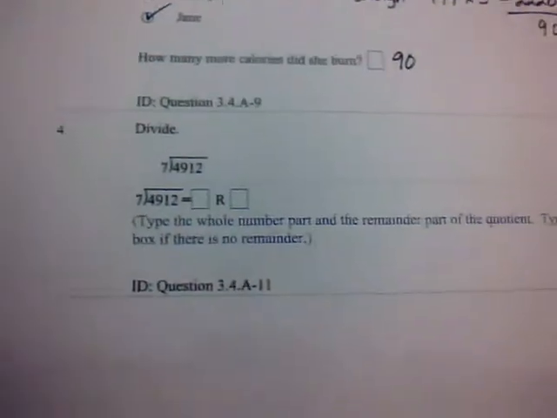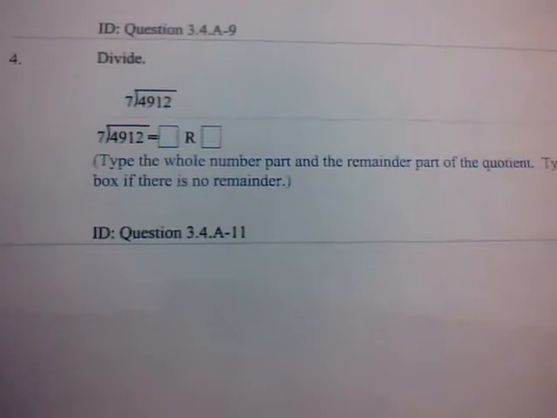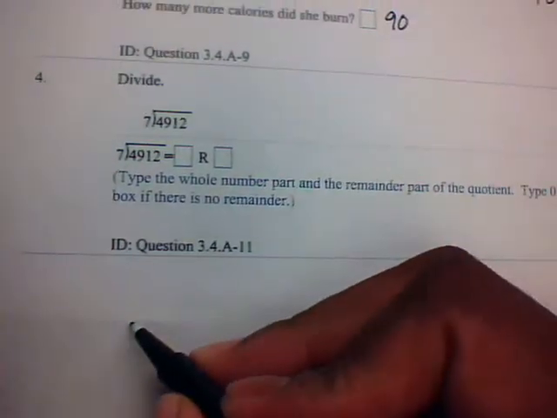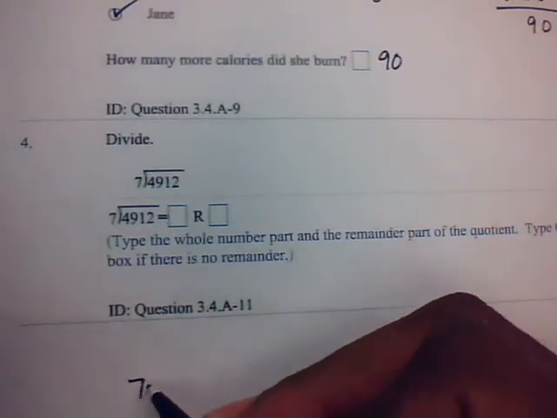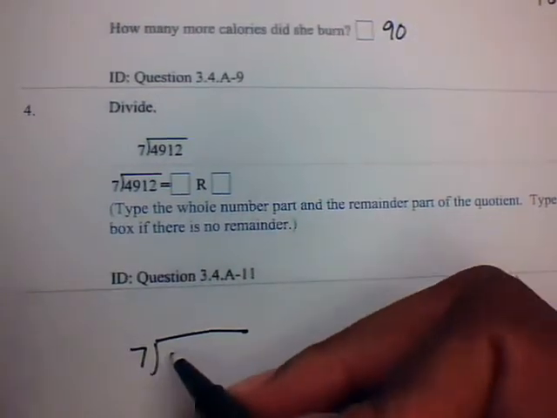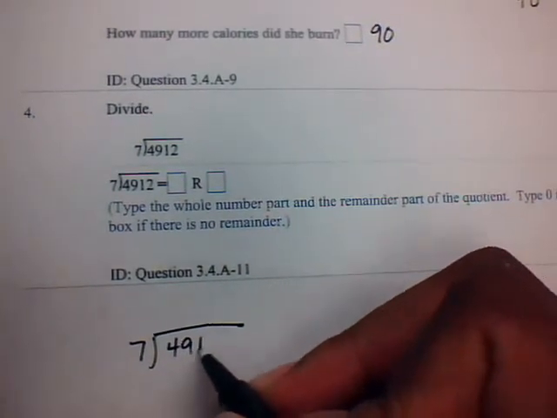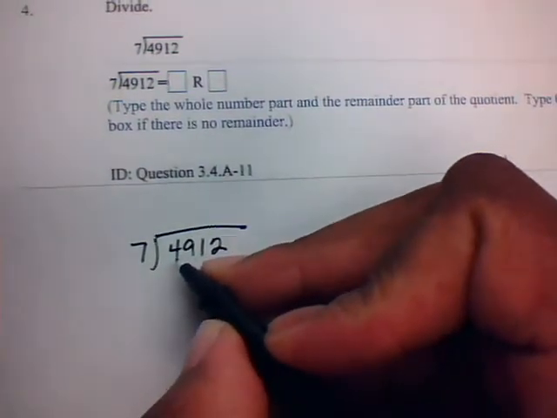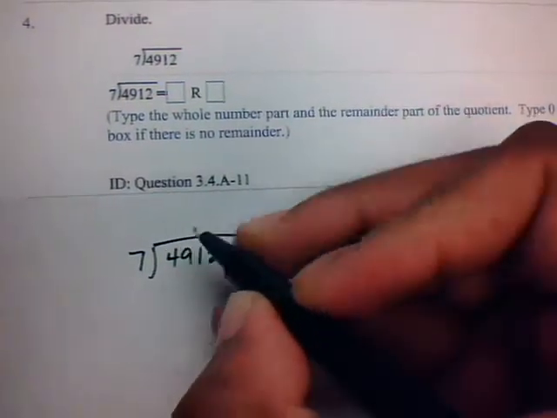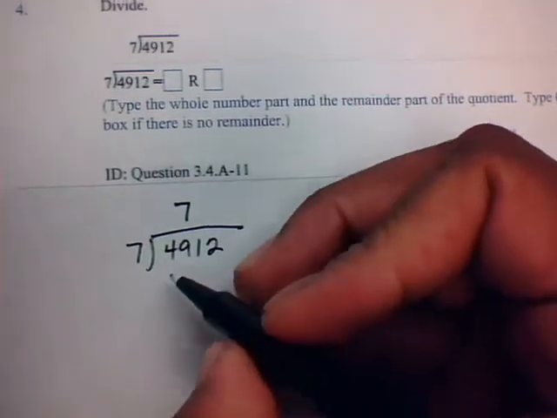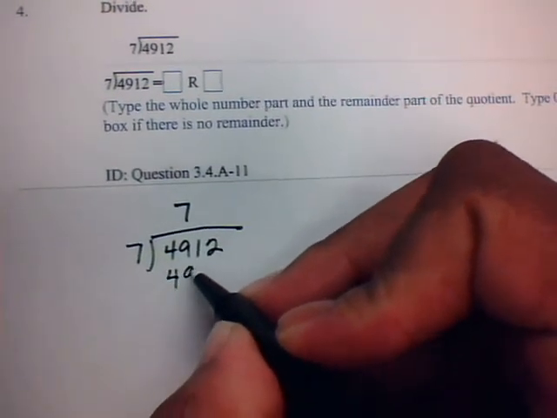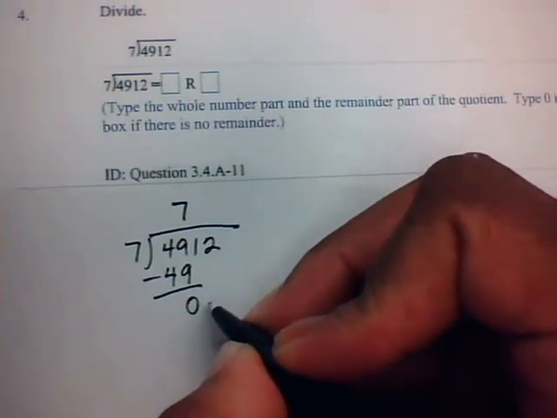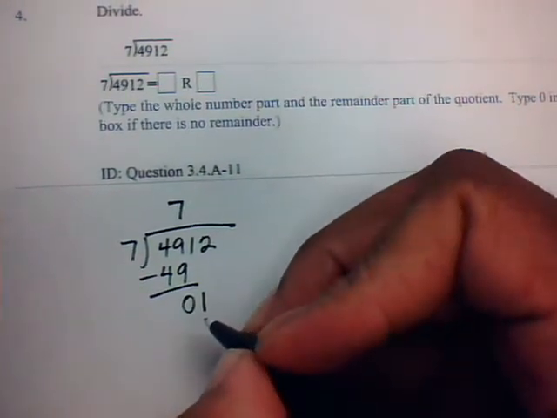And then finally, number 4 is another division problem where you're dividing 7 into 4,912. And we want the whole number part and the remainder part. Okay. We know 7 can't go into 4. 7 can go into 49, though, 7 times. And 7 times 7 is 49. Subtract 49 from 49, that's 0. Bring down the next digit, which is 1.